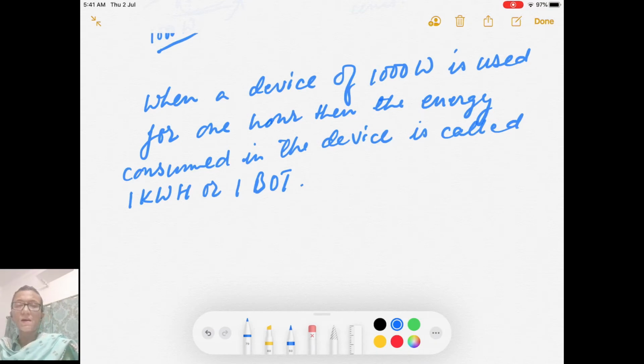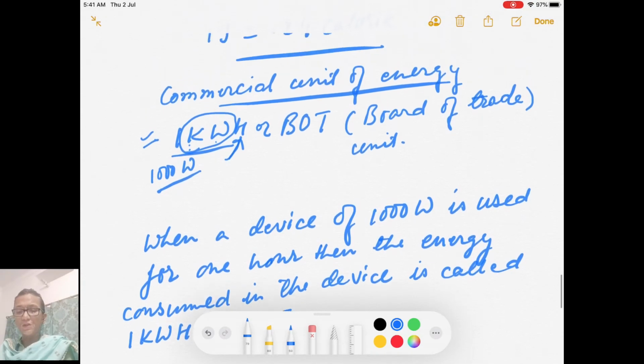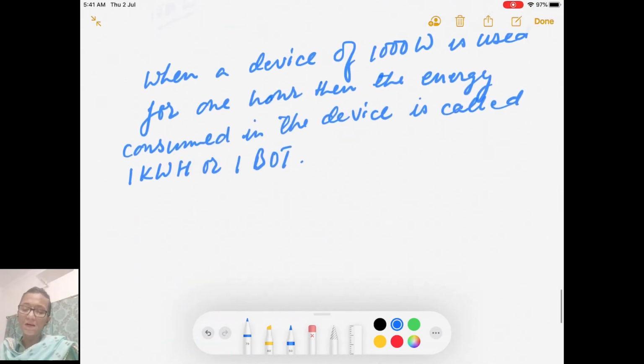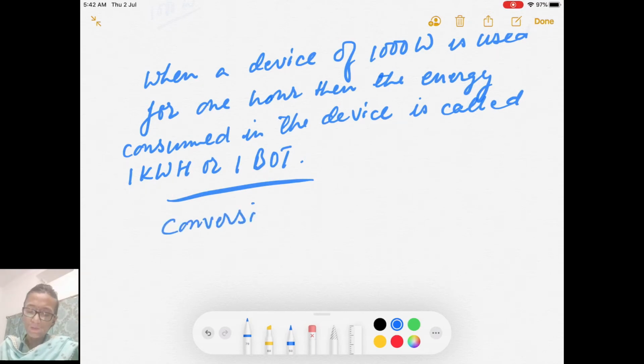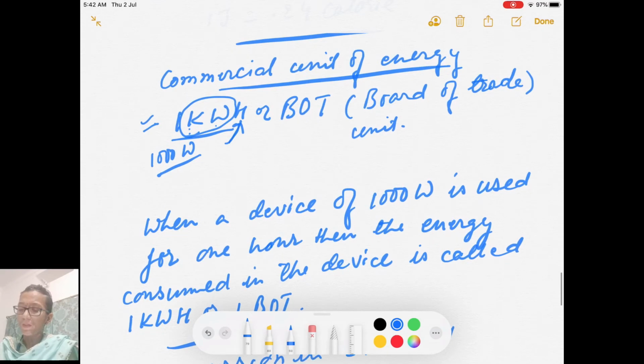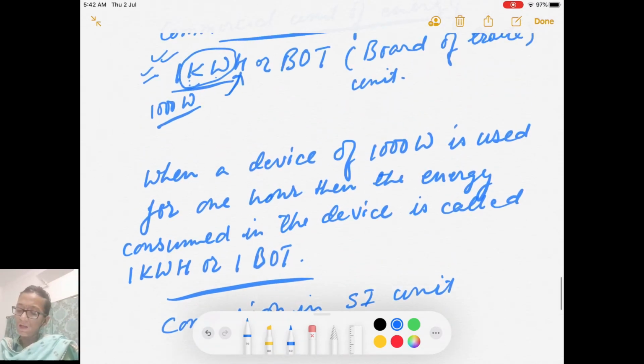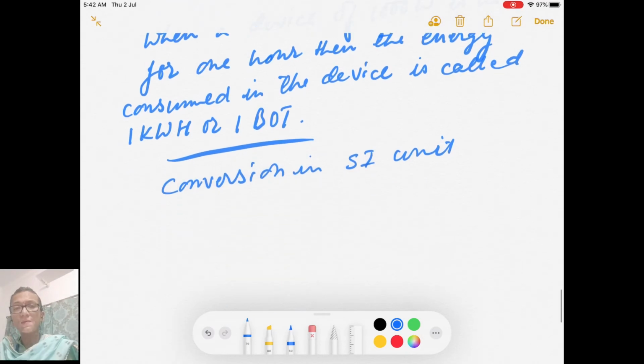And let me convert this 1 kilowatt hour into SI unit, meaning joule. This energy can be converted into joule also. So we purchase and sell units commercially in this unit, not in joule. Joule is a small unit. We need a large unit for commercially selling electrical energy.